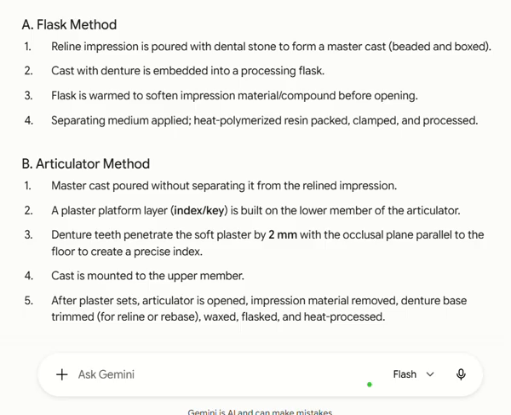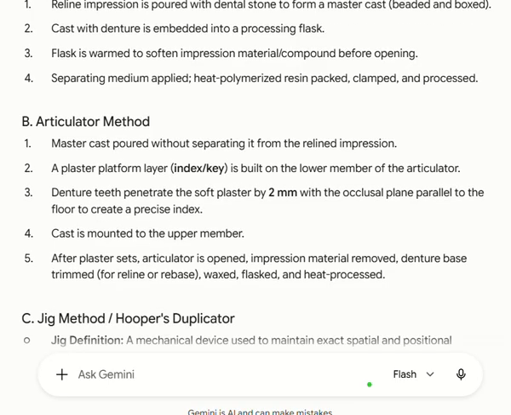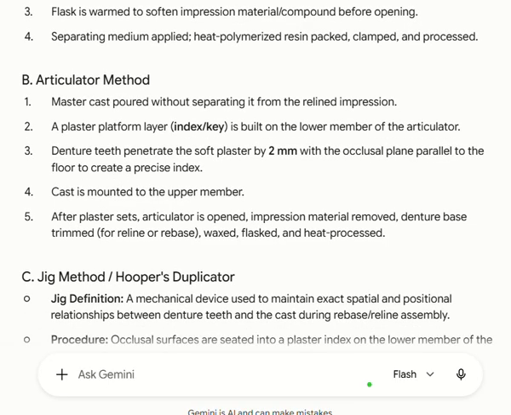B. Articulator method. Master cast poured without separating it from the relined impression. A plaster platform layer, index, key, is built on the lower member of the articulator. Denture teeth penetrate the soft plaster by 2 mm with the occlusal plane parallel to the floor to create a precise index. Cast is mounted to the upper member. After plaster sets, articulator is opened, impression material removed, denture base trimmed for reline or rebase, waxed, flasked, and heat processed.